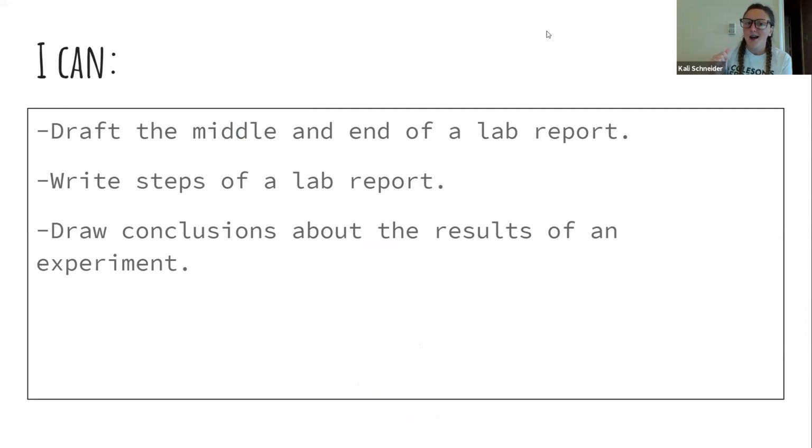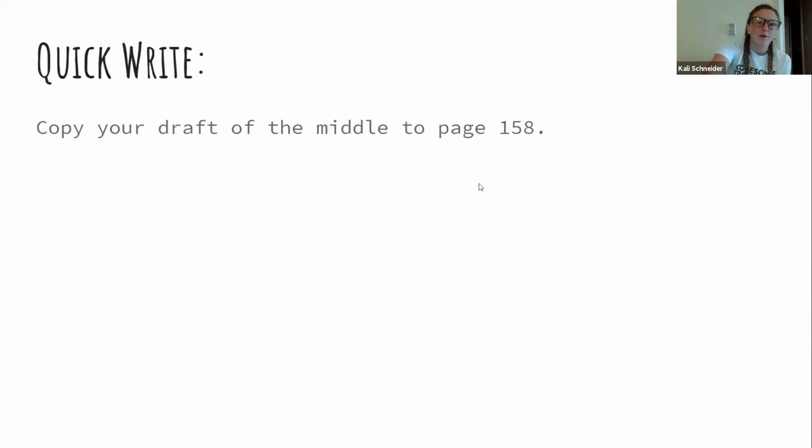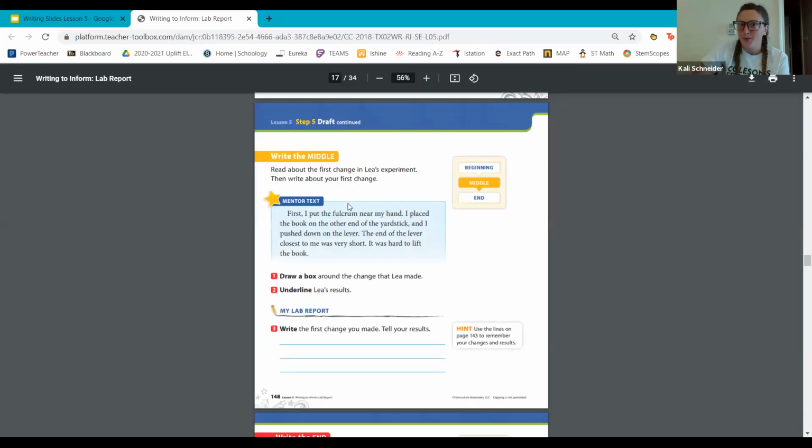Our objectives today are I can draft the middle and end of a lab report. I can write steps of a lab report. And I can draw conclusions about the results of an experiment. So we're going to be working on that middle part in our steps. So that is what our quick write at the end, but we have to get there first. So please make sure you open your book to page 148 so that we can get started. 148, 100, 4 tens, 8 ones, 148.